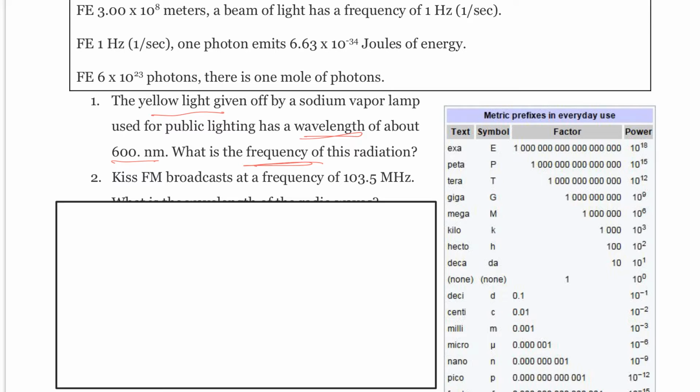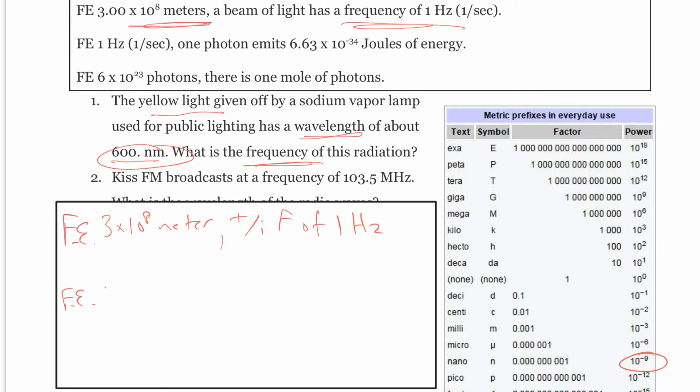So we're going to compare wavelength to frequency. So we're going to use that little constant, 3 times 10 to the 8th meters. There is a frequency of 1 hertz. Okay, well, 600 nanometers. I know that a nano is 10 to the negative 9th, so I could say for every 600 times 10 to the negative 9th meters, there is a frequency of blank hertz.